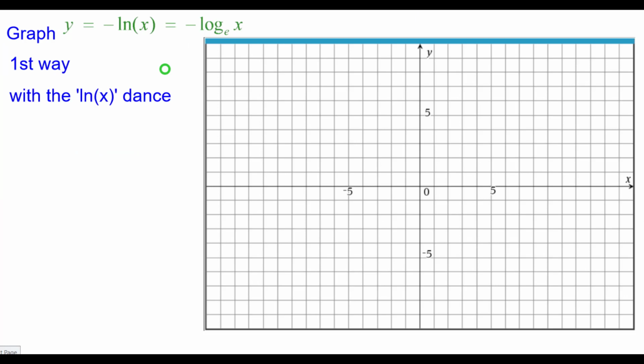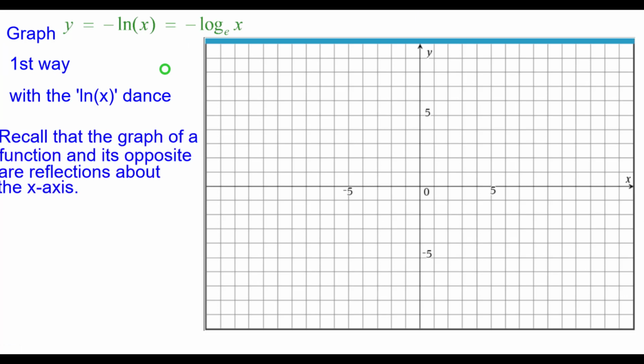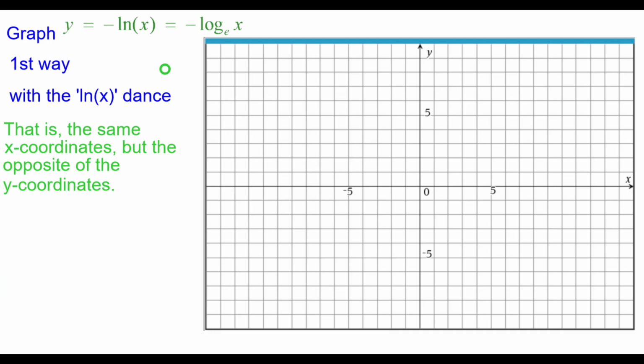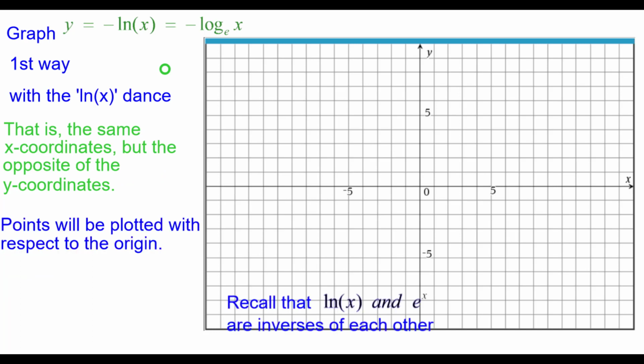The first way is with the natural log dance. Recall that the graph of a function and its opposite are reflections about the x-axis. That is, they have the same x-coordinates, but the opposites for their y-coordinates. Points will be plotted with respect to the origin, and please recall also that the natural log of x and e to the x are inverses of each other. That is, we just interchange the ordered pairs.